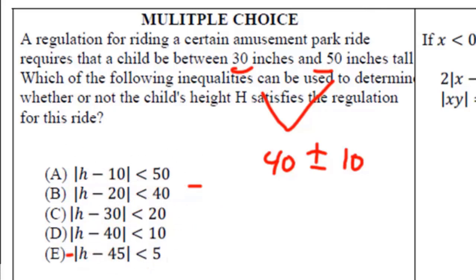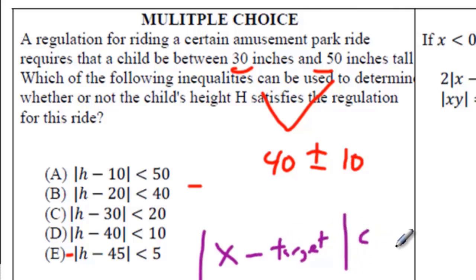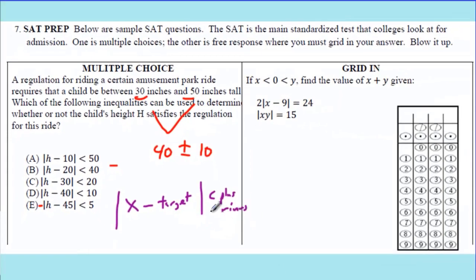The general format of these things is what? When I'm doing these, I'm looking at x, or whatever my variable is, minus my goal. Like, this is my target. What do I want? I want the middle to be 40. Then it's less than, this is like my plus or minus. This is my tolerance over here. The range, it can vary, let's say. So that's the general format. So it can vary 10 in either direction with a target of 40.